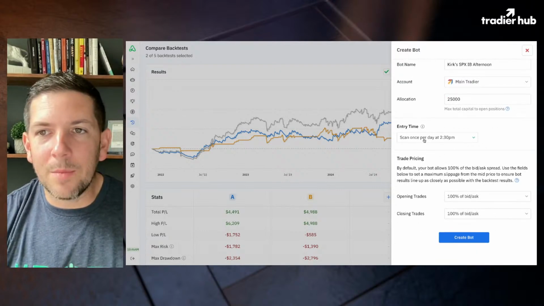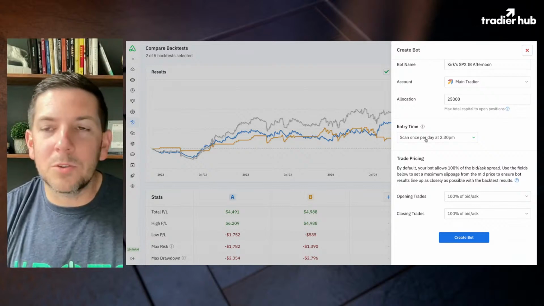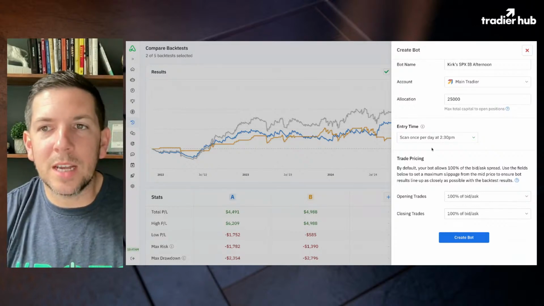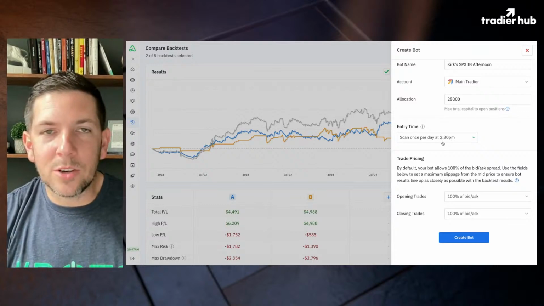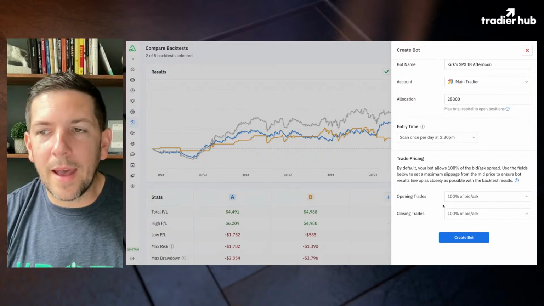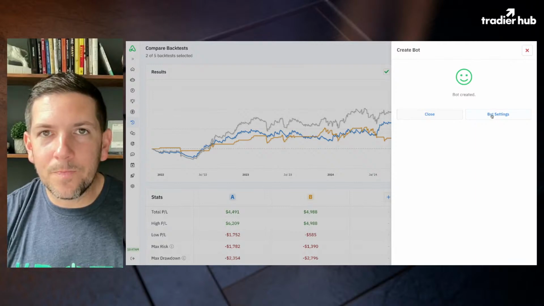You can see the same allocation that it was used before. And the entry time and the scan is right here. Now, you can modify this if you want to, but there's no need to modify it in my view, because this is what we actually tested. We actually tested scanning and looking for a position right at 2:30. That's it. And then you can change up any of the pricing if you want, or confirm how you want pricing to go as you move through the bot. Now, once you hit create bot, that bot has been created for you.